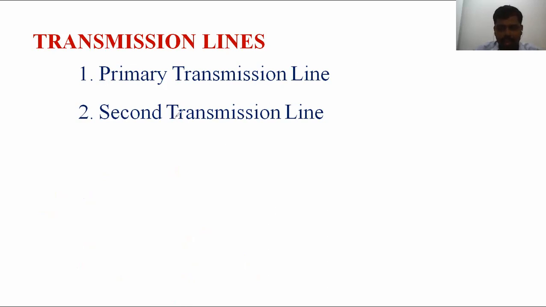Again, based upon the operating voltage, the transmission lines are classified into two types. One is the primary transmission line, another one is the secondary transmission line. How are they classified? Primary and then secondary transmission line based upon the operating voltage. In the primary transmission line, the operating voltage is 132 kV, 220, 400, and then 765 kV. These are already designed based upon the conductor, the insulator as per the IEEE standard, the supporting structure, and so on. At these voltages, the losses are minimum compared to the remaining operating voltages.